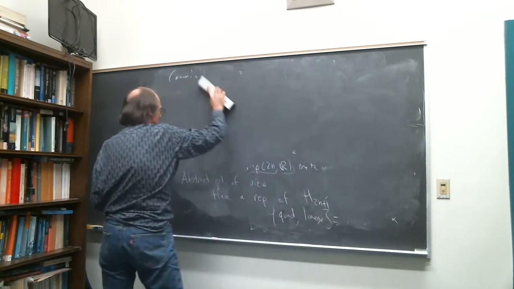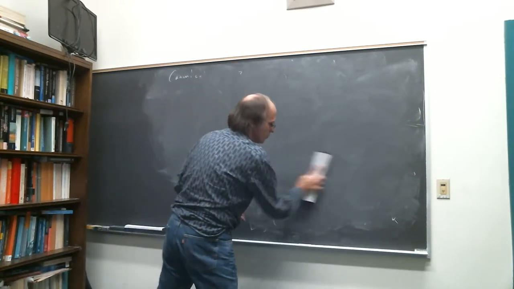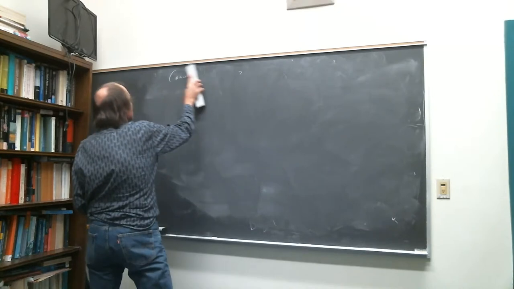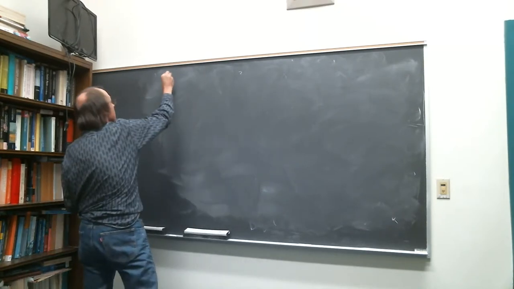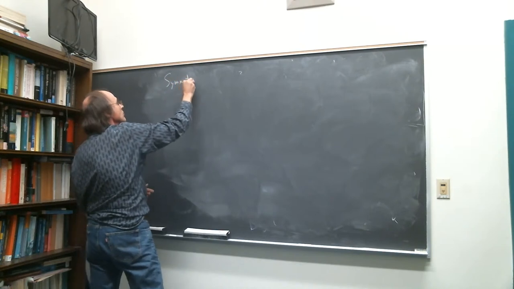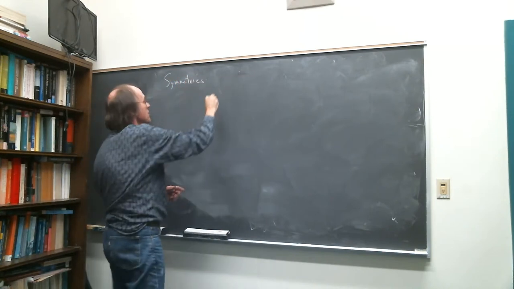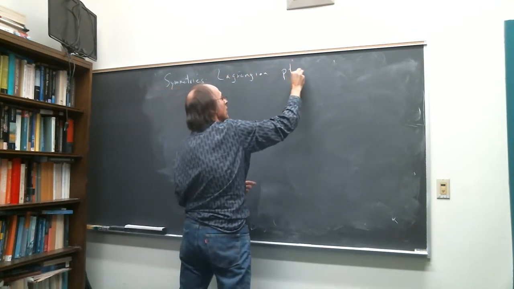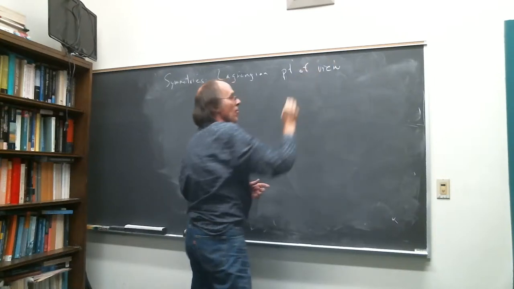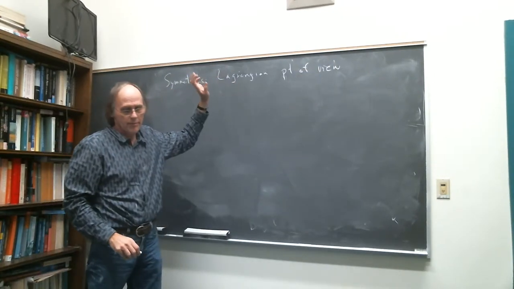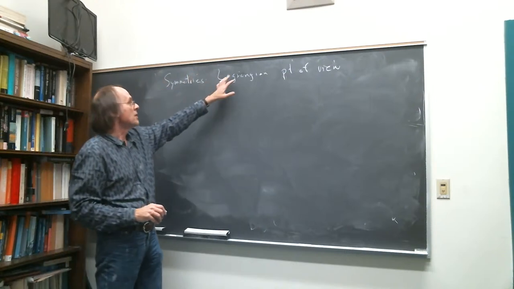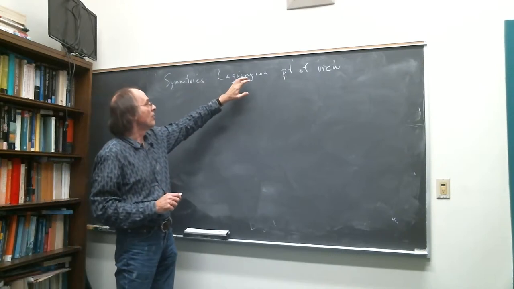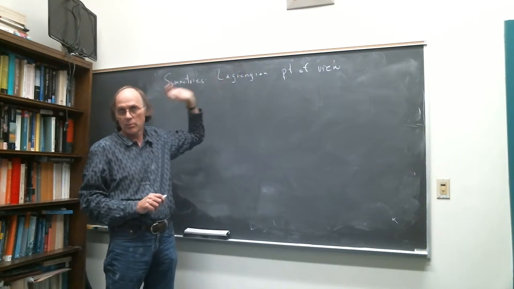So maybe the general idea about symmetries is, there's something called the Lagrangian point of view. This is a different point of view on mechanics where you say that the equations of motion are the Euler-Lagrange equations for some action functional given by integrating some Lagrangian.